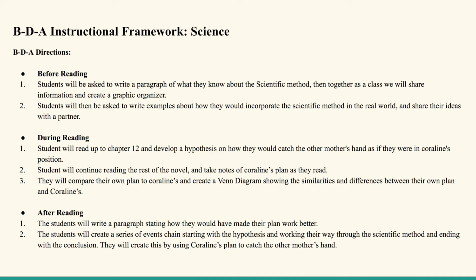Students will read up to Chapter 12 and develop a hypothesis on how they would catch the other mother's hand as if they were in Coraline's position. Students will continue reading the rest of the novel. Then they will compare their own plan to Coraline's and create a Venn diagram showing the similarities and differences between their own plan and Coraline's.